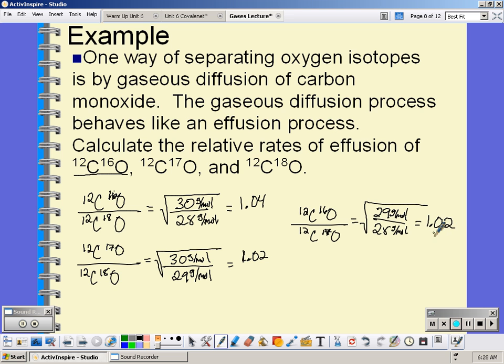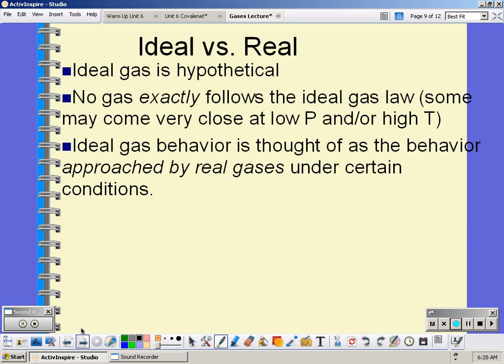An ideal gas versus a real gas. An ideal gas is hypothetical. No gas exactly follows the ideal gas law. Some may come very close, and the way they come very close is because they're at a low pressure and or a high temperature, usually a combination.